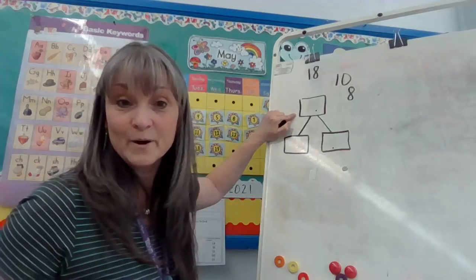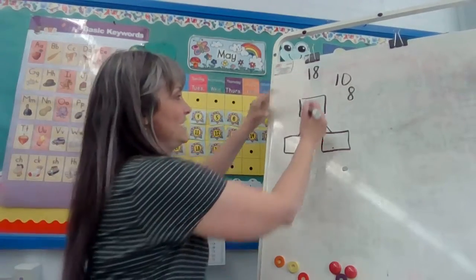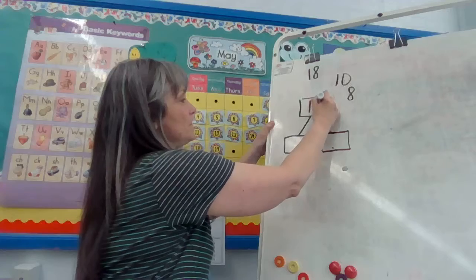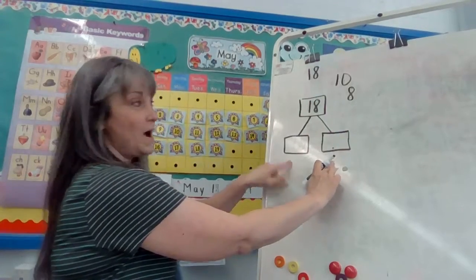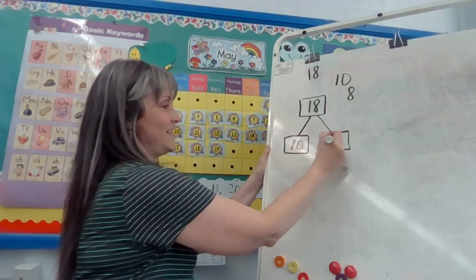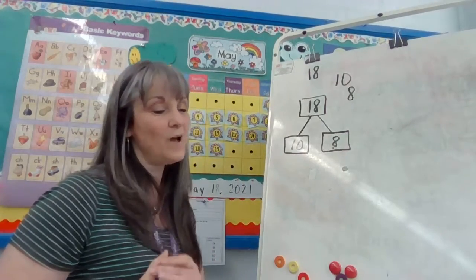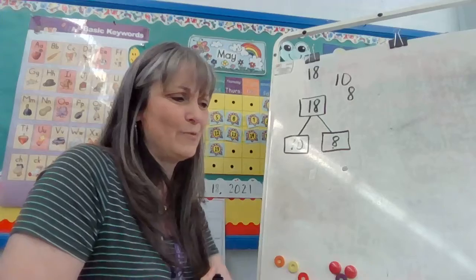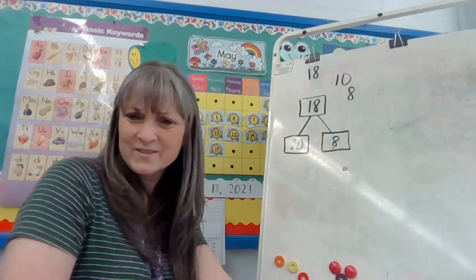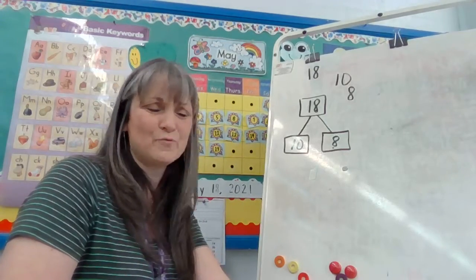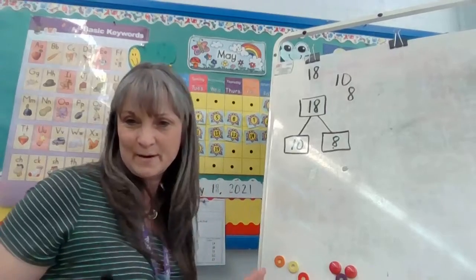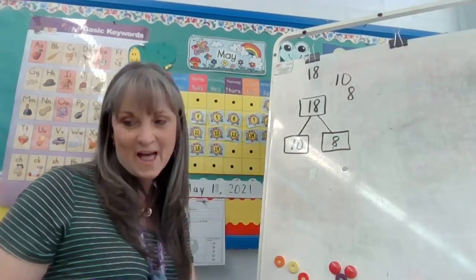What's the whole number? 18. And what are the two parts? 10 and 8. Very good. Now on your paper, it's going to say something about use your hide the 0 cards, use your 5 group cards. We're not going to worry about all that. You guys have got this.